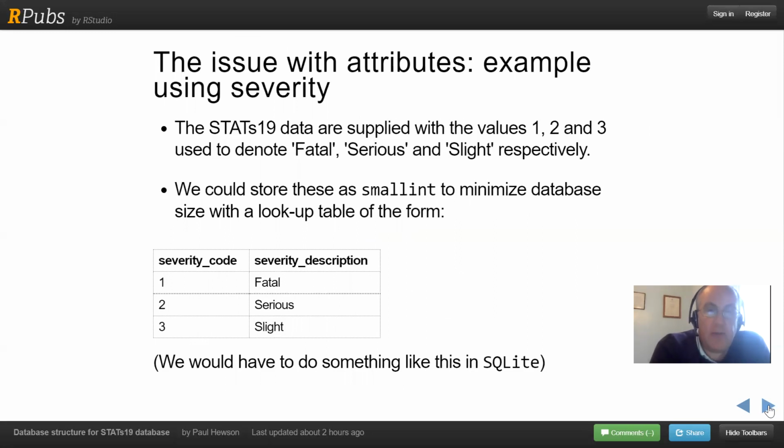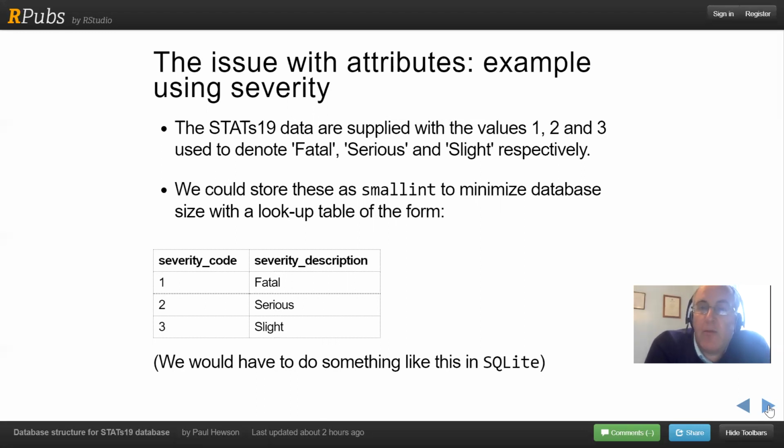Now, the issue with attributes goes back to once upon a time, when people were super efficient about how they designed their databases for reasons of disk efficiency. And we would have what we could call lookup tables. So in the STATS19 data, as it's supplied by the government at the moment, the column for casualty severity contains the values 1, 2, and 3. And they're used to tell us whether a casualty was fatally injured, seriously injured, or slightly injured.